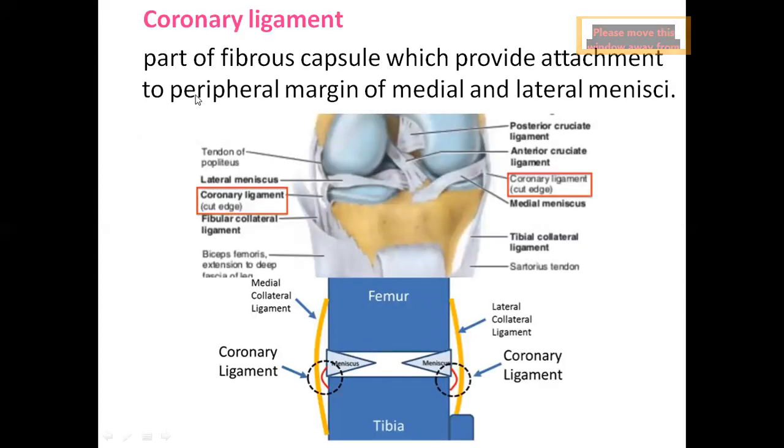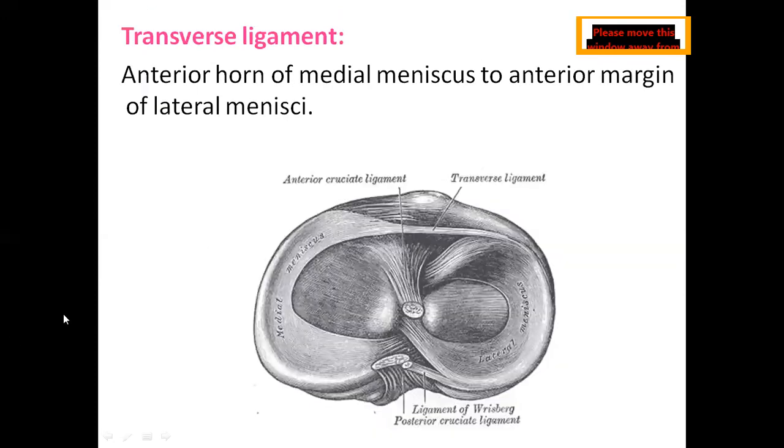Coronary ligaments are part of the fibrous capsule. See, here you have coronary and here you have coronary. So these ligaments are providing attachment to the peripheral margin of medial and lateral menisci. So this is medial and lateral menisci, and to the peripheral margin we have some extra support by means of these coronary ligaments. Now, we have one more ligament.